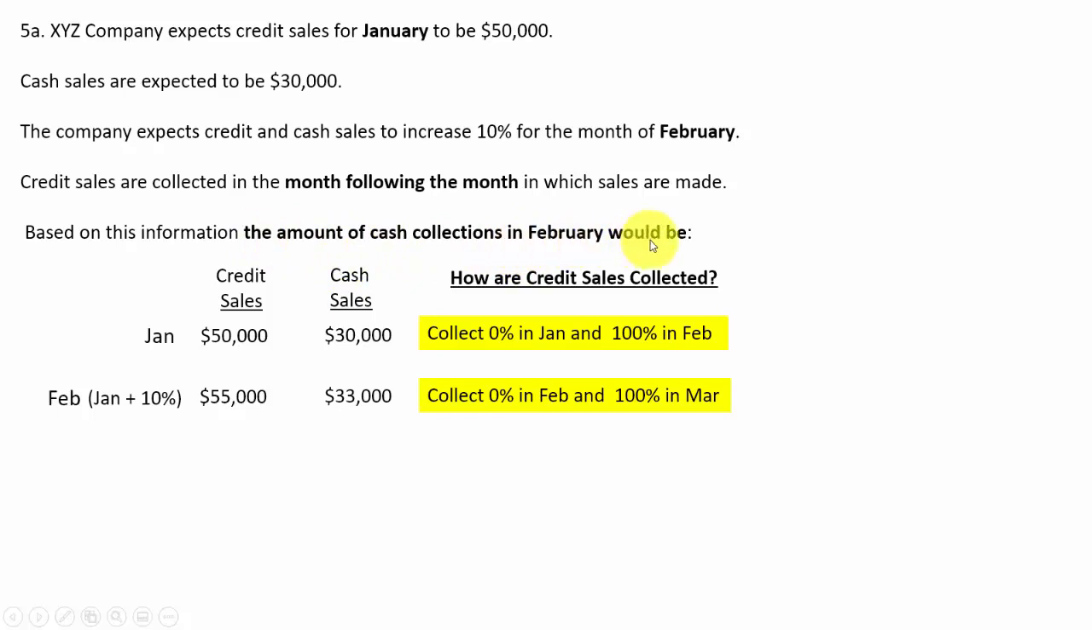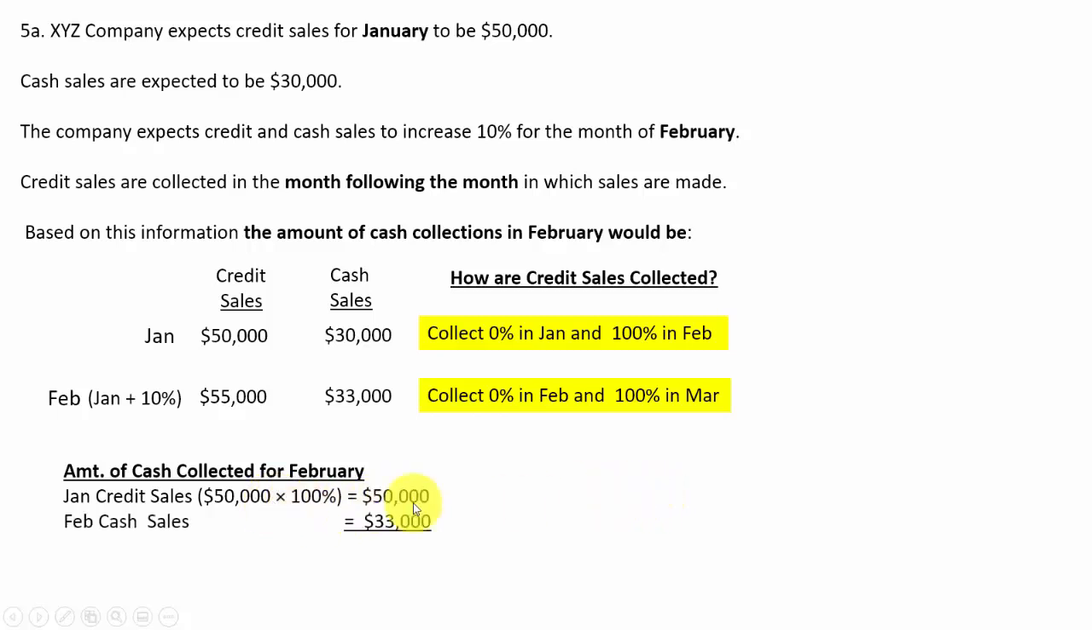Well, the cash collected in February is definitely going to be all of the cash sales for February and all of the credit sales for January, since credit sales are collected the month after sale. So our answer will be, the amount of cash collected for February will be the January credit sales, and all of those will be collected in the month after, which would be February, 50,000, and all of the February cash sales. And this comes out to be $83,000.